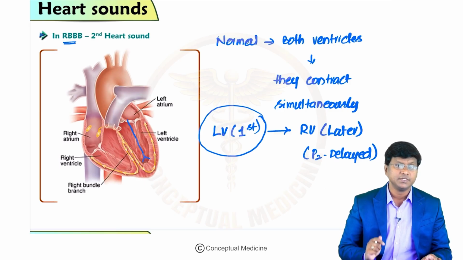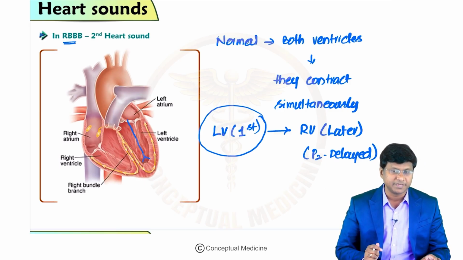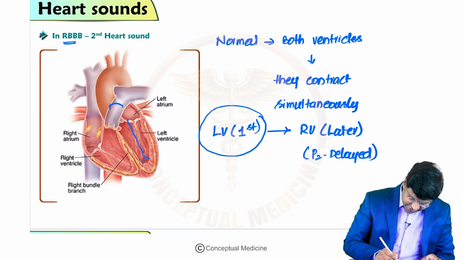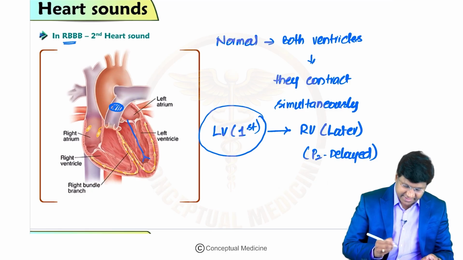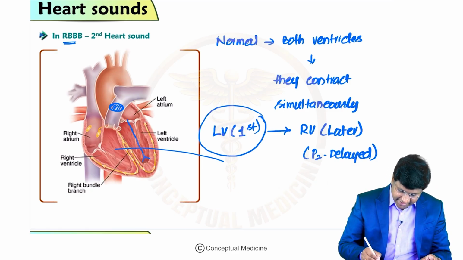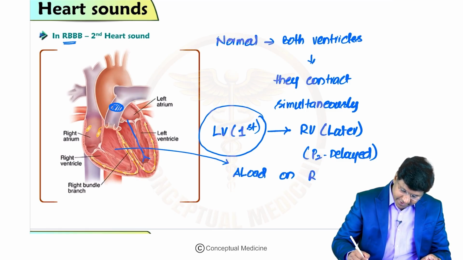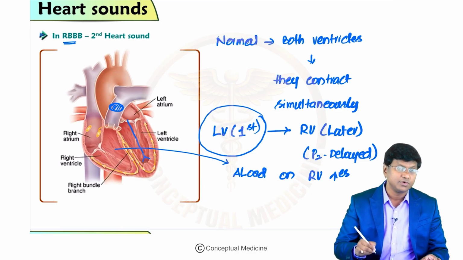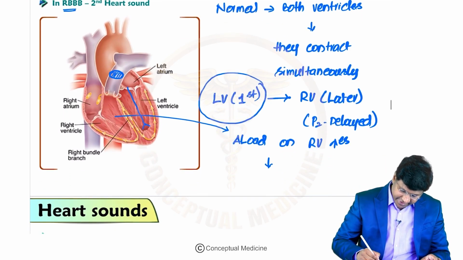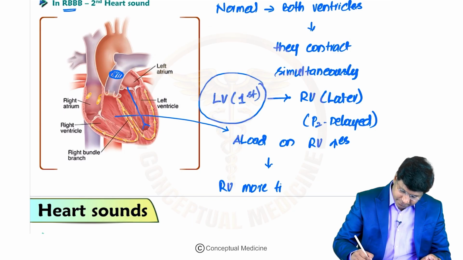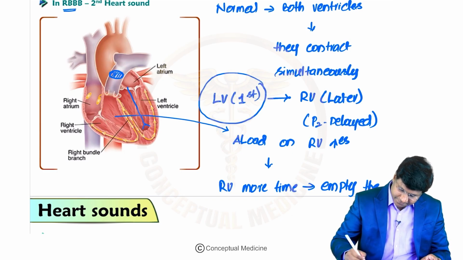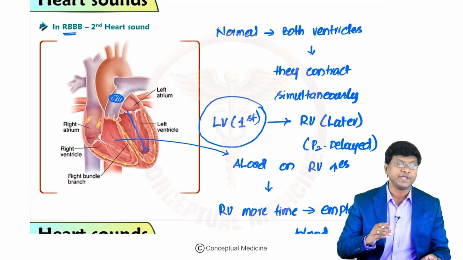Now you take patients with pulmonary hypertension, or patients with pulmonary embolism. For example, if there is any pulmonary embolism, what will happen to the afterload on the right ventricle? The afterload on the right ventricle increases. So when the afterload on the right ventricle increases, what happens? The right ventricle takes more time to empty the blood.